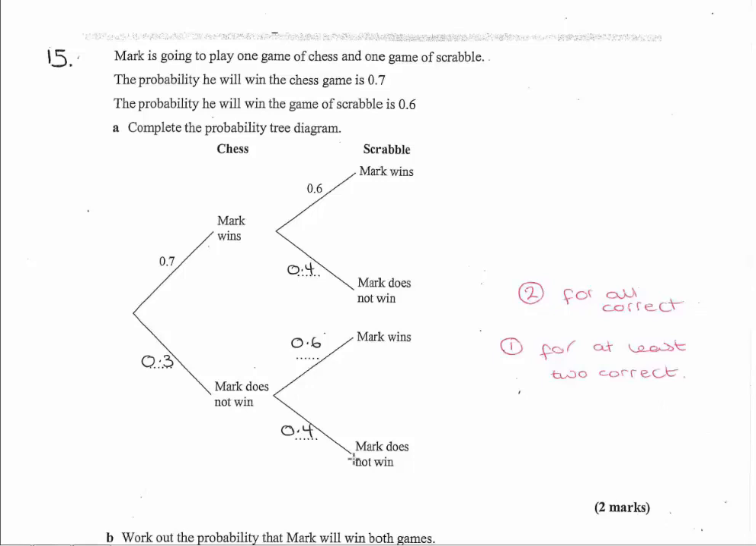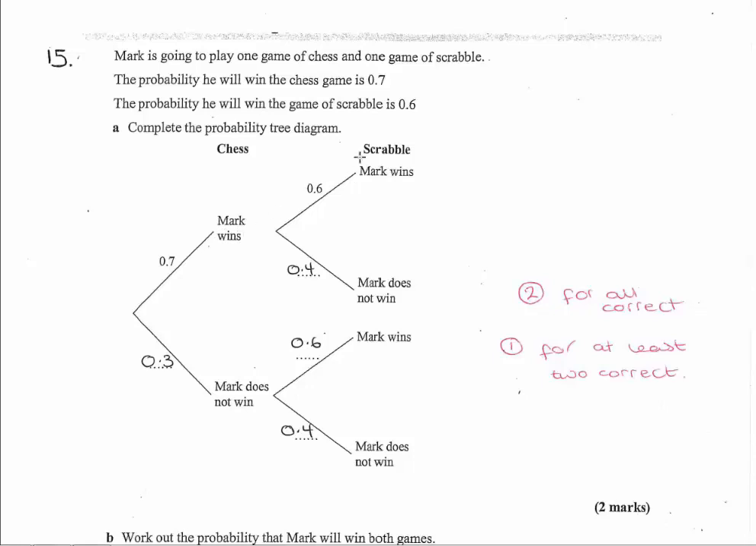This is just a way of setting out all the different ways that could happen. So we write this again because here he's won the game of chess, and here he hasn't won the game of chess. So we've got 4 possible things that could happen. That's all the tree diagram does. It's one way of describing the 4 things that could happen.